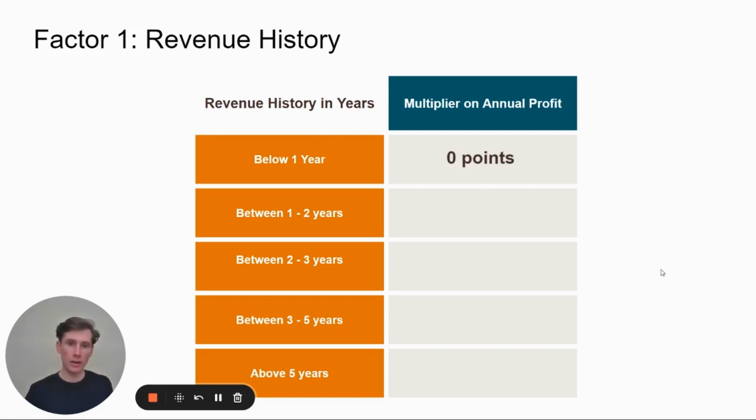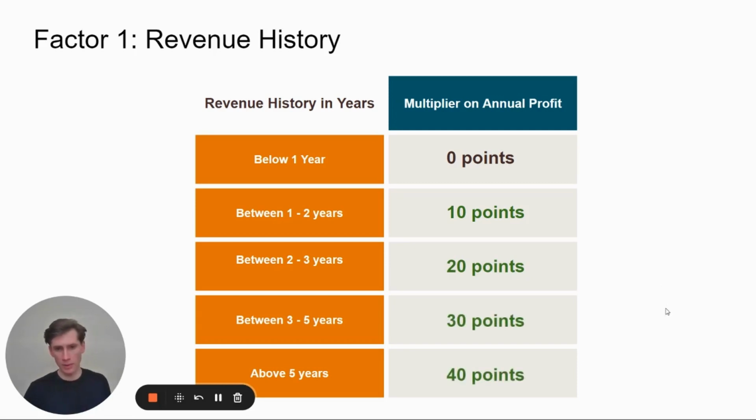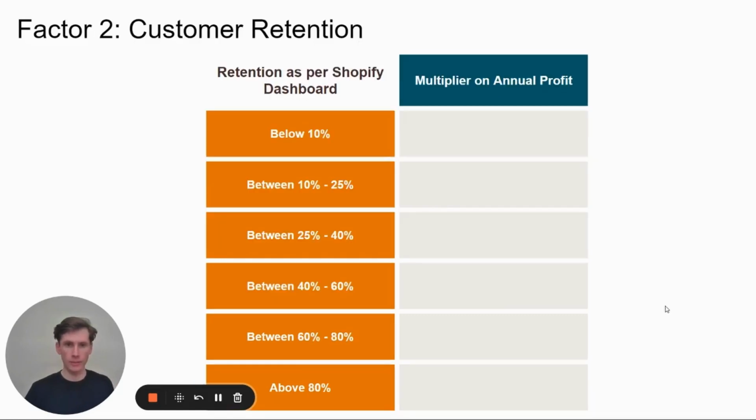So if your store has not existed longer than 1 year, 0 points. If you're above 1 year, but between 1 and 2 years, that will be 10 points that you can add to your evaluation. Then between 2 and 3 years, that's going to be 20 points. Between 3 to 5 years, 30 points, and above 5 years, 40 points, right? So that's the point system that we're going to work with. Again, I'll explain very soon how that converts. And there's going to be a reveal in the end of how to get a very accurate valuation on your Shopify store. So that's factor number one, relatively straightforward.